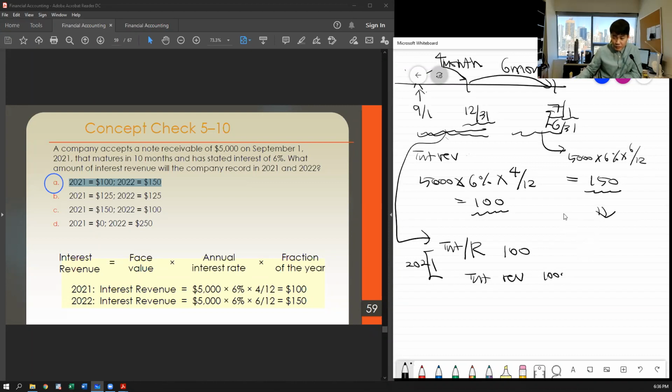For 2022, it's not interest receivable because you're actually getting the cash, since the maturity date falls in that year. So you're getting cash of 150 and interest revenue of 150. That's the first one. The second one is that last year you reported some receivables for the amount of 100. So you're getting another cash of 100 and you're reducing this receivable by 100.